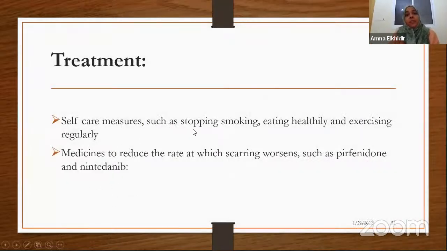For the treatment, first we advise about stopping smoking, eating a healthy diet, and doing exercises. Then there are medications that reduce the rate at which scarring worsens.